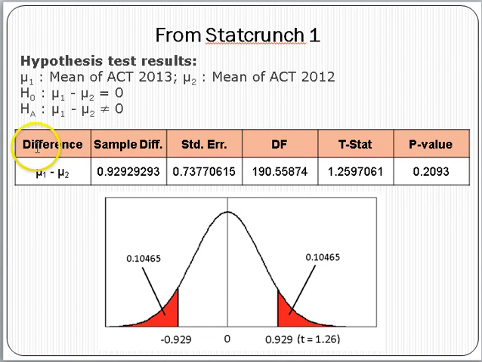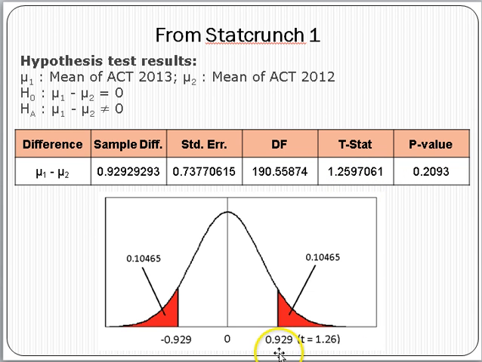The difference is what you're estimating. That is the difference in the population means. The sample difference is the difference in the sample means. So this is x1 bar minus x2 bar, or essentially the sample mean of the ACTs in 2013 minus the sample mean of the ACTs in 2012. The standard error is that big expression that we saw a few slides back. Divide the sample difference by the standard error, you get the t statistic.